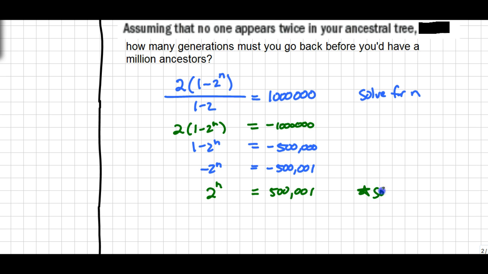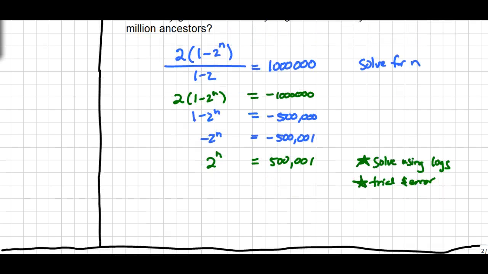Now at this point you've got 2 options. You can either solve using logs, and we will be learning about logs later on. So if students remember how to use logs from algebra, they're welcome to do that. If you don't remember how to do logs, then you'll simply have to do trial and error. So you'll have to find values for n that get you as close to 500,001 as possible. It will be a double-digit number, it will be a number less than 30. So when you're all done doing that, unpause the video. And you should have gotten about 19 generations.